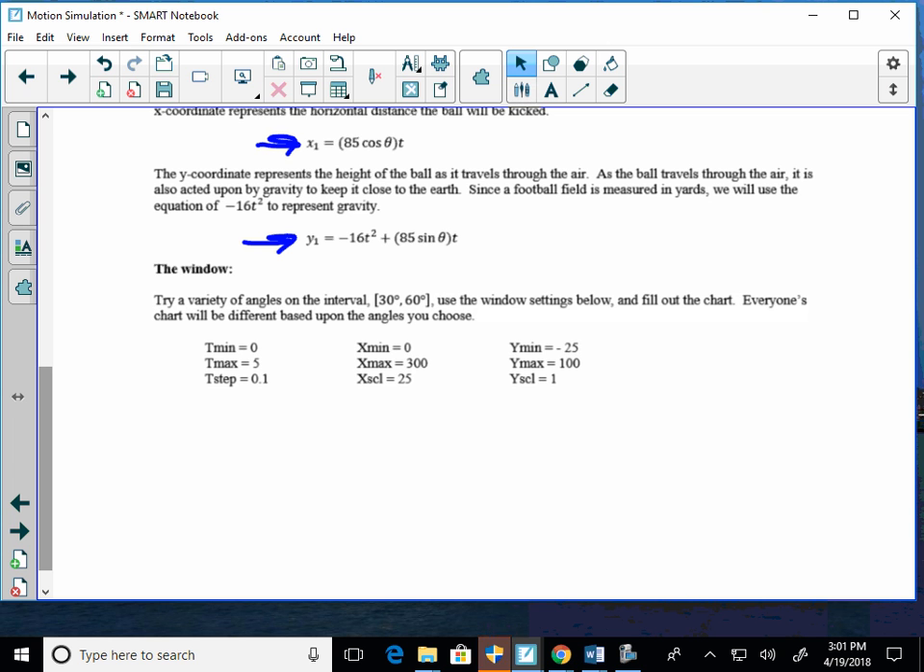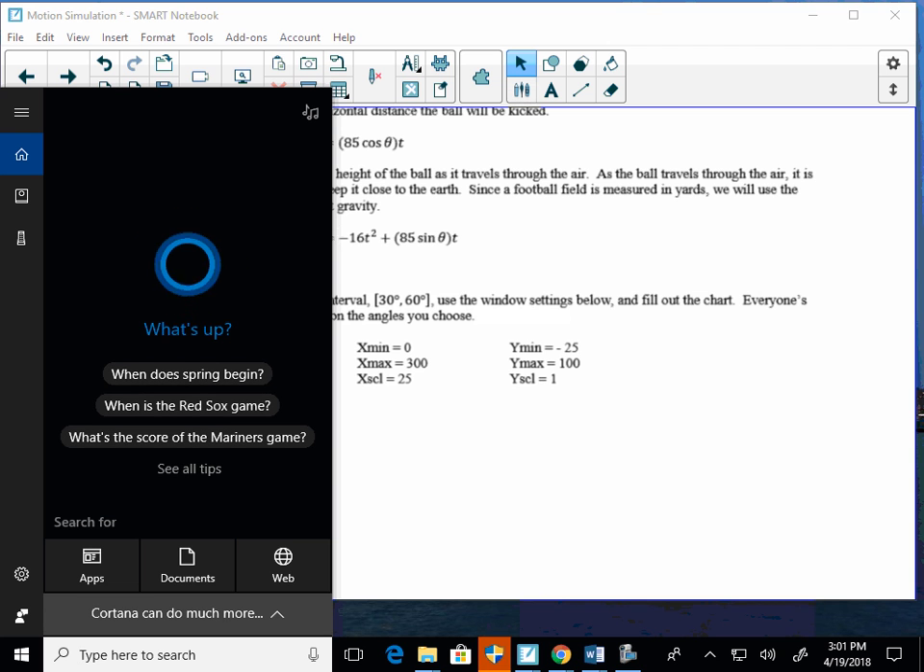Now, how long do you think a football field is? Do you guys not know? 100? Okay, so let's do this. Let's do 100 and see what happens. Let's go by 25. Okay, Y min, let's do negative 25.